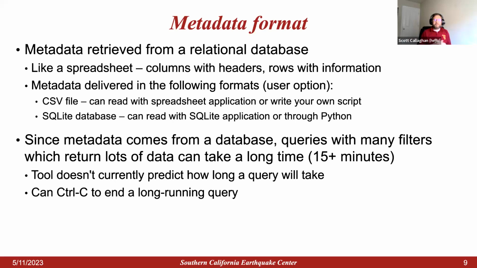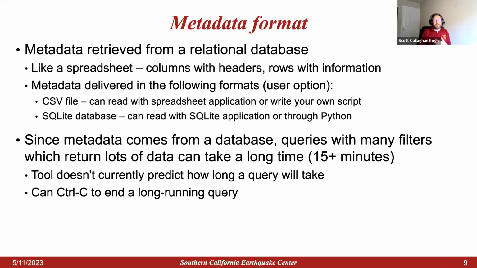I want to conclude with just a brief description of the formats that this outputs. You'll get to see this when we give it a whirl, but just as an overview, the metadata that the tool retrieves is coming from a relational database. And so as a result, that's kind of the format that it is output in. It's like a spreadsheet, right? You've got columns with different headers, and then each row is one entry with information. And so the metadata, therefore, is delivered in formats that are kind of like that.